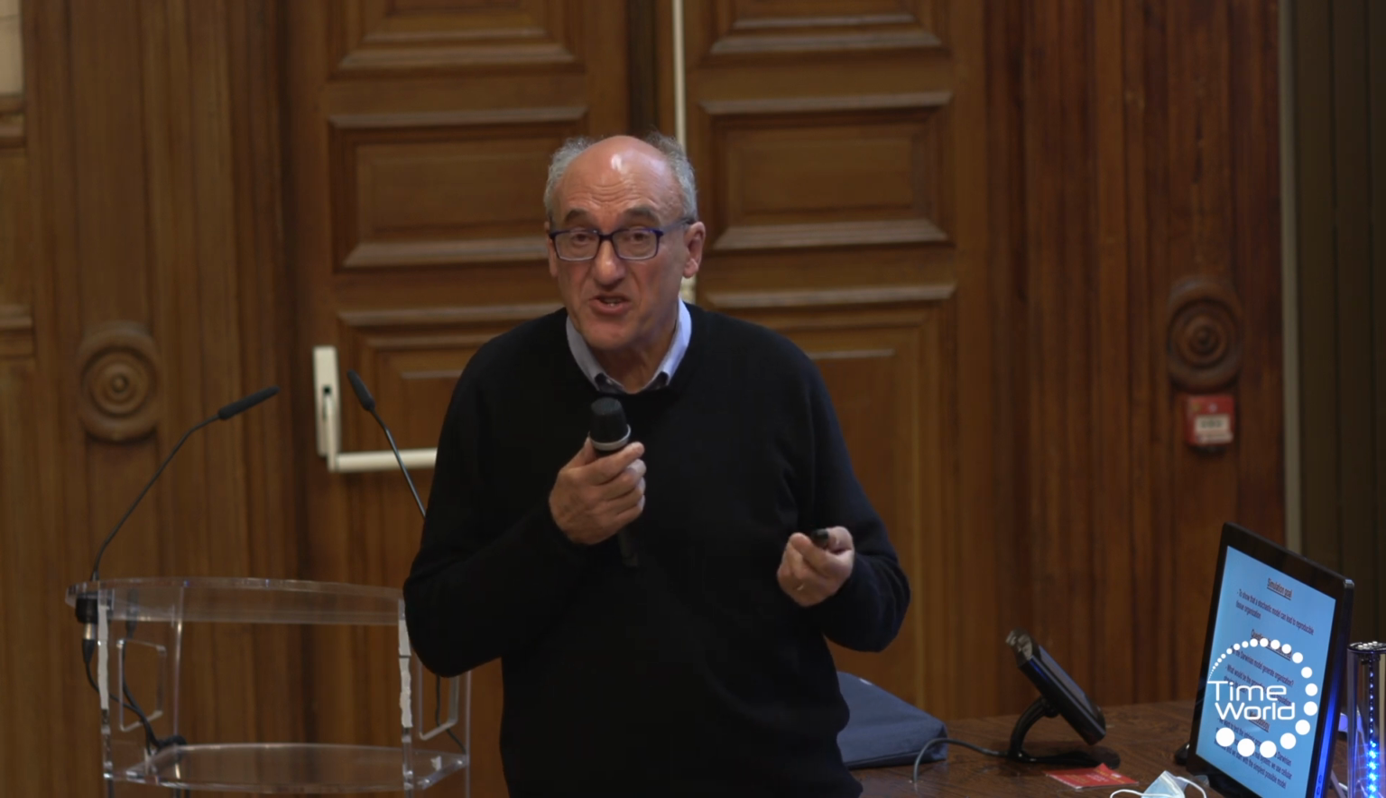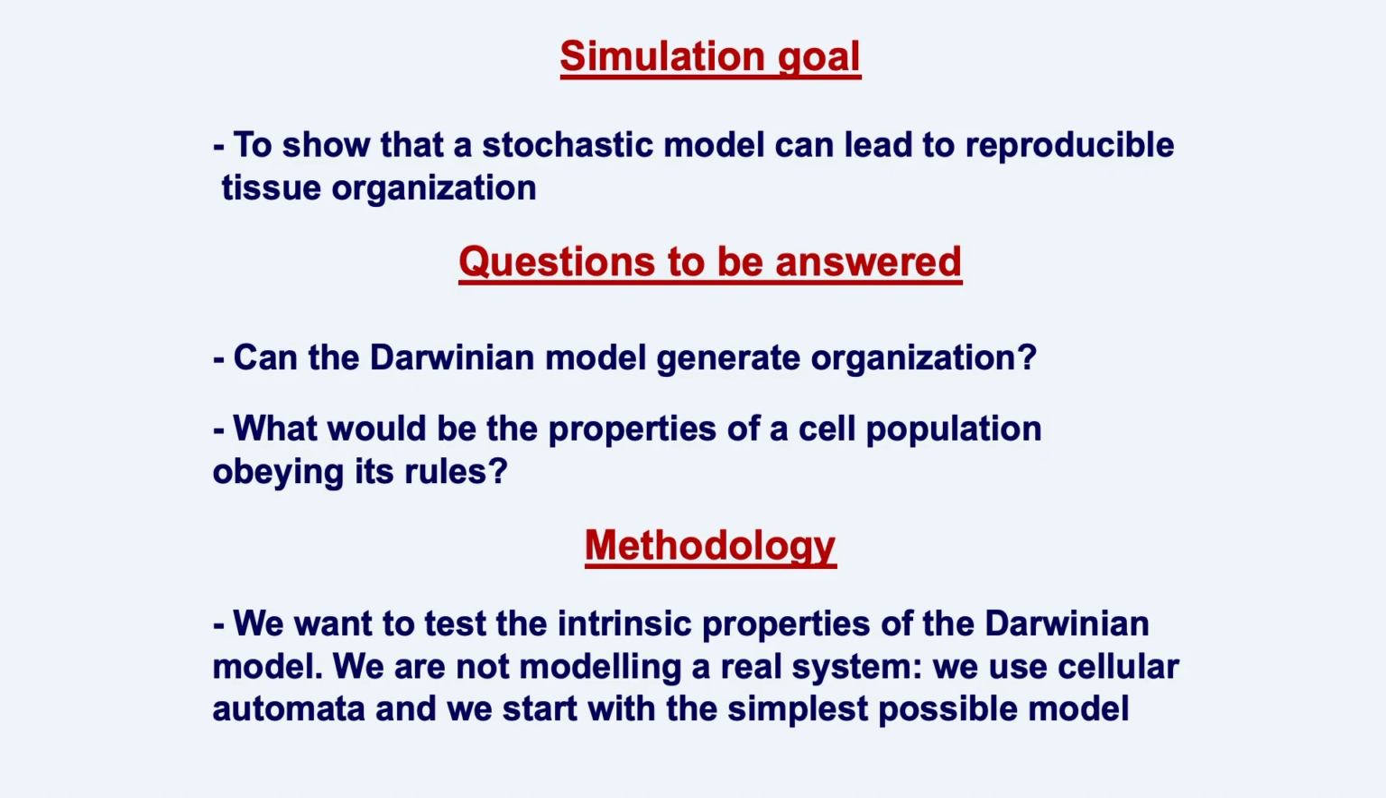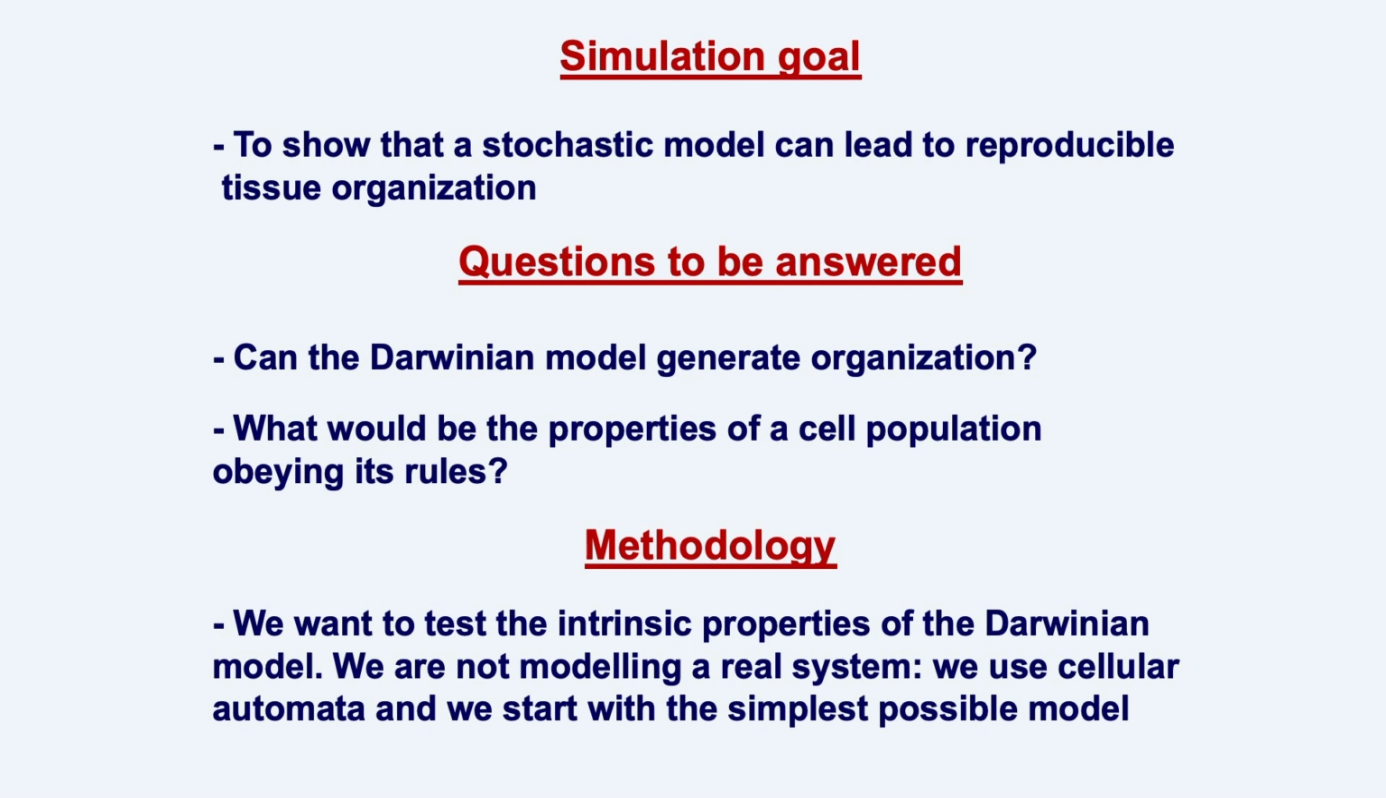Our initial goal when we did this work was to evaluate the relevance of the Darwinian model of cell differentiation as a theoretical framework to understand cell differentiation. Therefore, the question we wanted to answer was, can the Darwinian model generate tissue organization? And more generally, what would be the properties of a cell population obeying its rules? So in this study, we want to test the intrinsic properties of the model. We are not modeling a real system. So we used cellular automata, and we started with the simplest possible model.